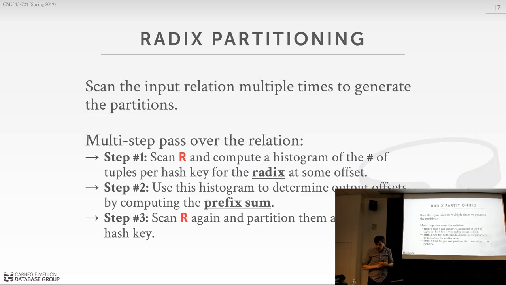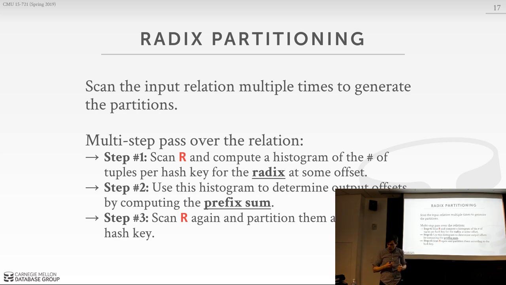All right, so let's now look at the other approach, the radix partitioning. So again, the idea here is we're going to scan our relation potentially multiple times to generate more fine-grained partitions, right? The idea is that we want to keep splitting this up recursively until all of our partitions can fit into our CPU caches. Now, the spoiler is the reason why this is not going to work out in practice is because if we have skewed workloads, then some partitions will have to go through multiple iterations to get everything to fit into CPU caches, whereas other ones maybe only need one pass.